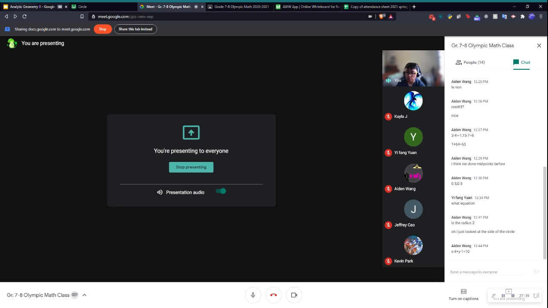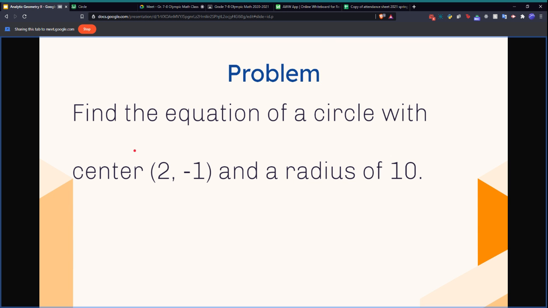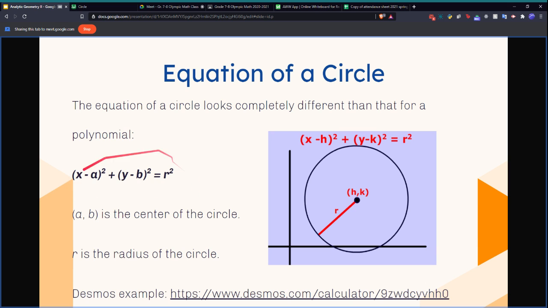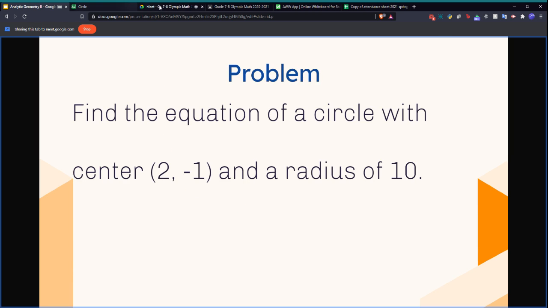x minus 4 plus y minus 1. That doesn't look correct, Aiden. Here, I'll give you guys a look again. So this is what the equation should look like: (x - a)² + (y - b)² = r². r is the radius, and a, b form the coordinates for the center of the circle. So try it again.